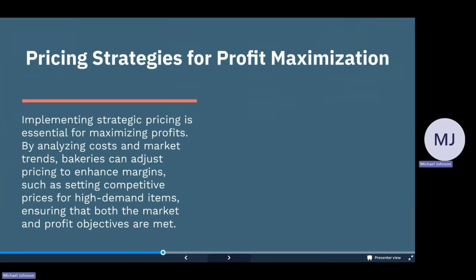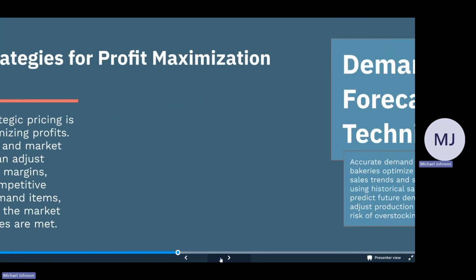Pricing strategies for profit maximization. Implementing strategic pricing is essential for maximizing profits. By analyzing costs and market trends, bakeries can adjust pricing to enhance margins, such as setting competitive prices for high demand items, ensuring that both the market and profit objectives are met.